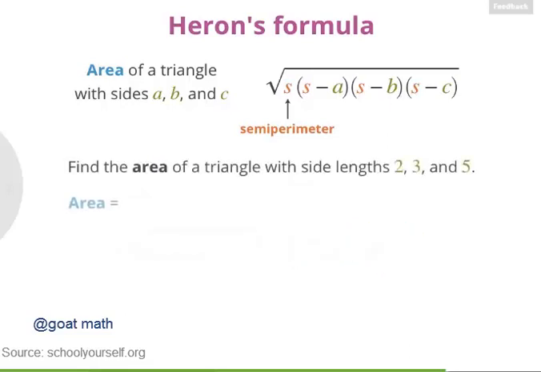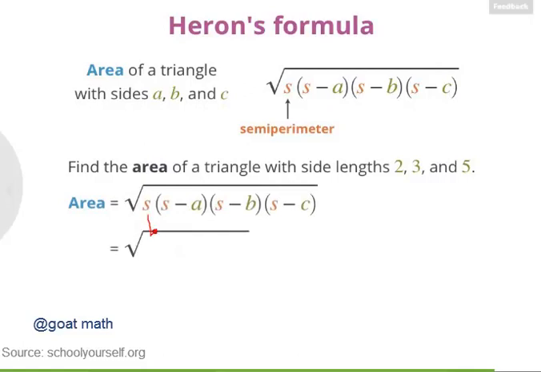Okay, let's look at one last example, and this one's a little tricky. What's the area of a triangle with side lengths 2, 3, and 5? Exactly. So applying Heron's formula, the semiperimeter is 5. 5 minus 2 is 3, 5 minus 3 is 2, and then 5 minus 5 is 0. So the product of all these numbers under the square root is 0, and the square root of 0 is just 0. So this triangle has area 0?